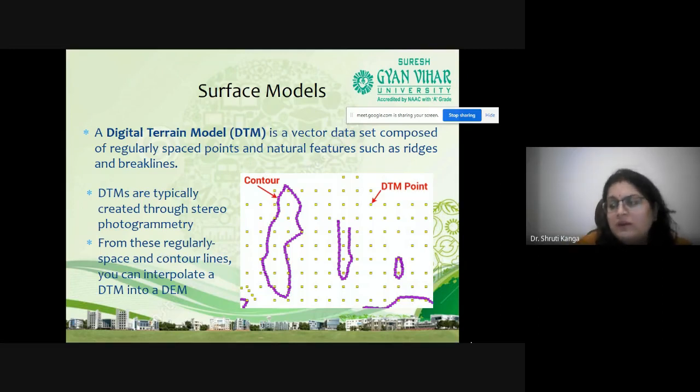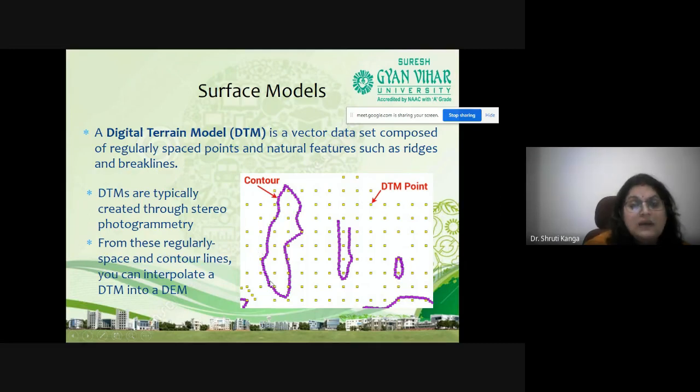Now, the third one is the digital terrain model, which is also called DTM. Now, it is a vector data set which is composed of regularly spaced points and natural features such as ridges and break lines.